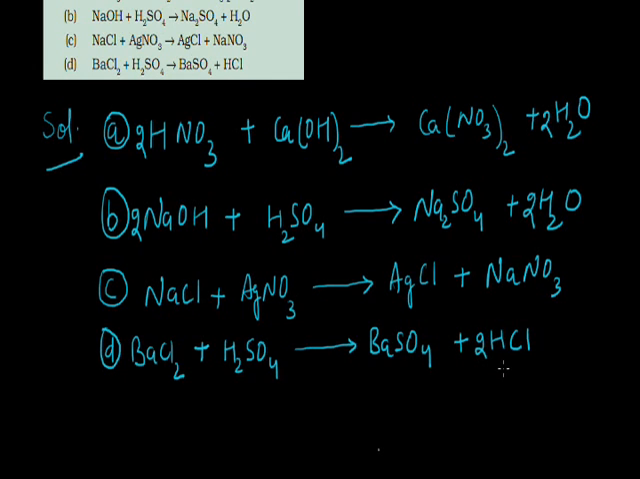That makes 2 chlorine on either side. Now we have 2 hydrogen on either side and 1 barium and 1 sulfate group on either side. So that is a balanced chemical equation.